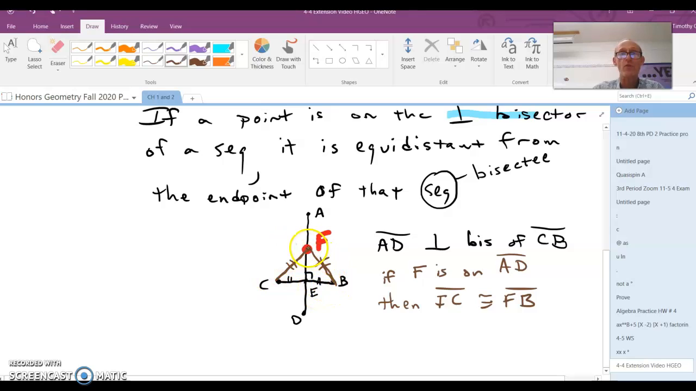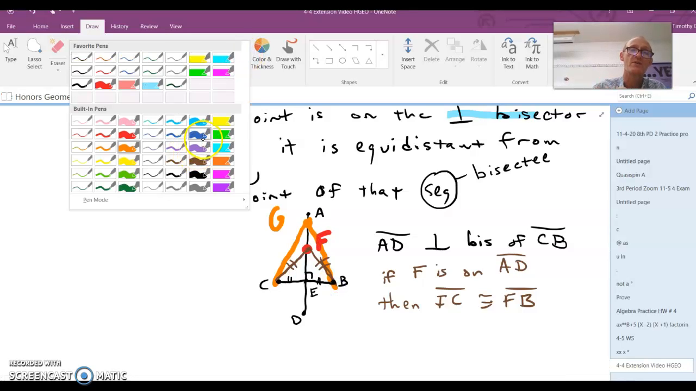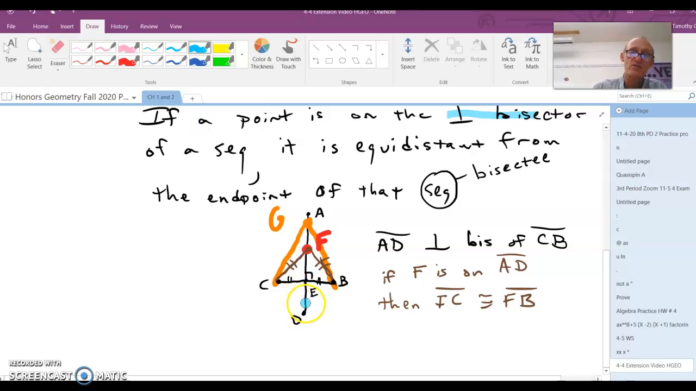So if F or any other point, let's say another point G, okay? If I do G, G is equidistant from C and B. Okay, and I could keep going if I wanted to. I could pick another point, like H. And if I put H on the perpendicular bisector, then HB is congruent to HC.